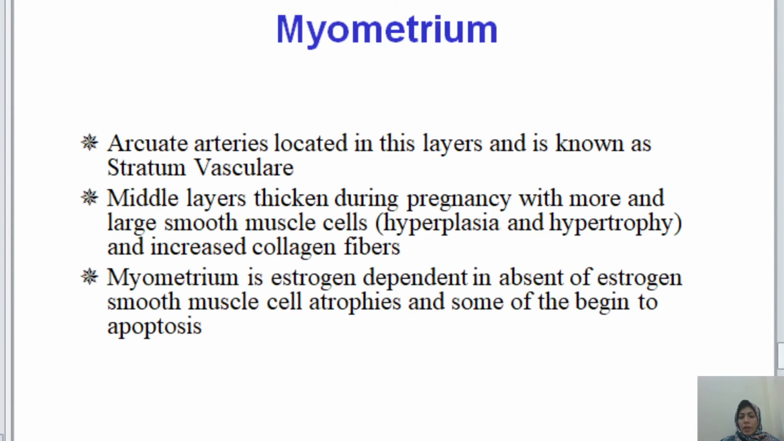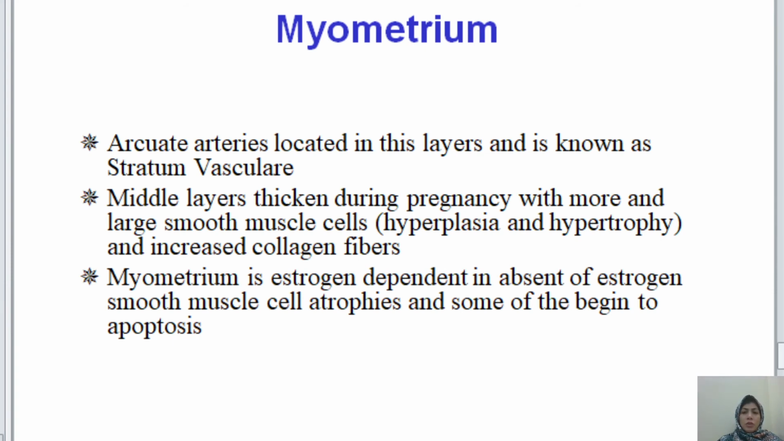Arcuate arteries are located in this layer of the uterus, and it is also known as the stratum vasculare. The middle layer enlarges during pregnancy, with more and larger smooth muscle cells. It means that hyperplasia and hypertrophy occur, with increased collagen fibers.